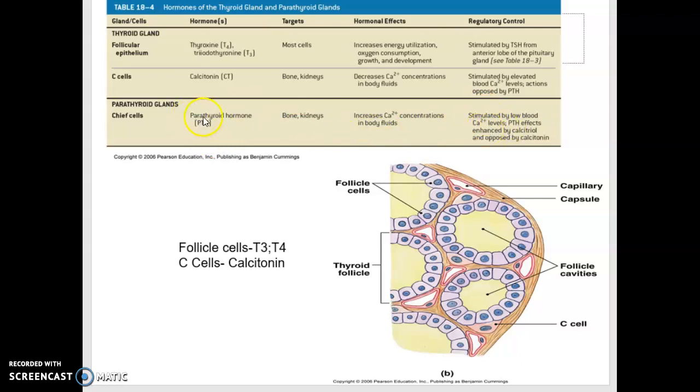So basically, parathyroid hormone and calcitonin are doing the opposite. Calcitonin is released when we have too much calcium, so we can decrease the calcium, and parathyroid hormone is released when we have too little calcium, so we can increase the calcium levels.